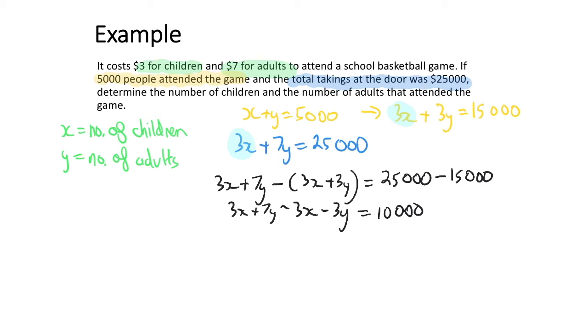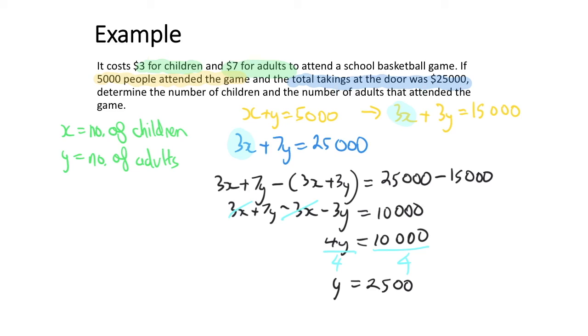Looking to simplify, I can remove my 3x and negative 3x because they cancel each other out. That leaves me with 4y is equal to 10,000. To find the value of y, I need to divide both sides by 4. So my y value is going to equal 2,500.